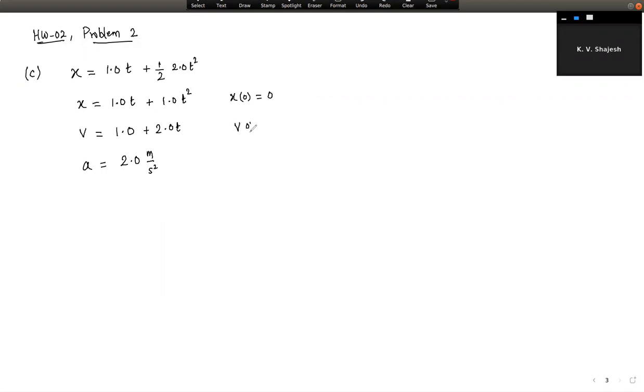Velocity at time t equal to 0. That's no more 0 like we had earlier. This time it is 1.0, and bring the units back. So it's 1.0 meters per second. And acceleration remains a constant. So even at time t equal to 0, that's 2.0 meters per second square. So what are the characteristics that come in? So let's have the axis drawn. So that's your axis.